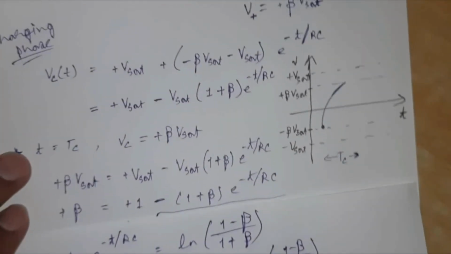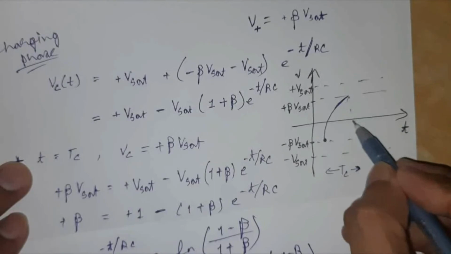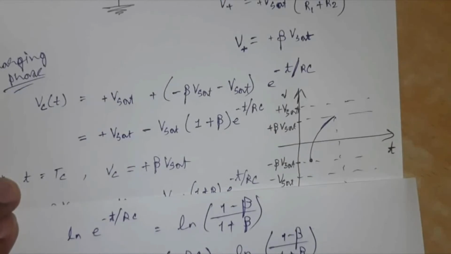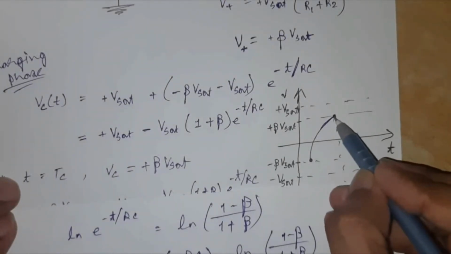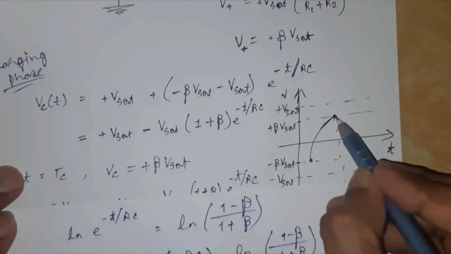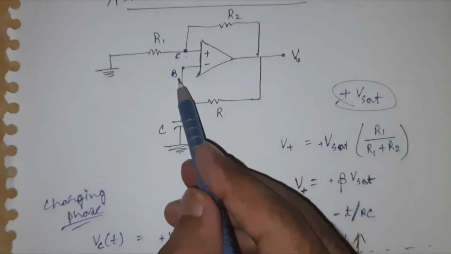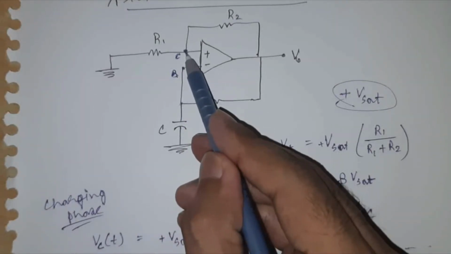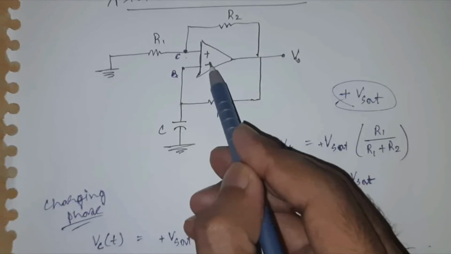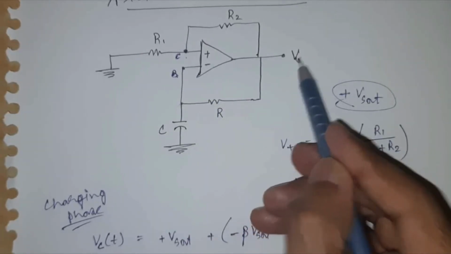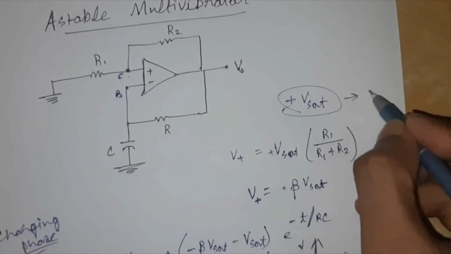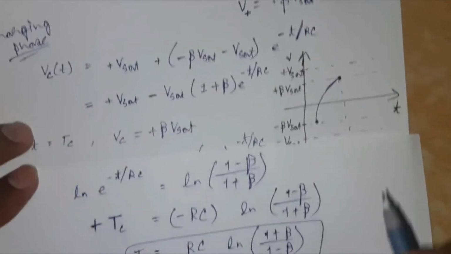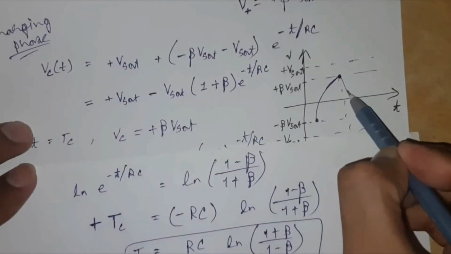So in the diagram we have represented here, this Tc comes out to be RC ln (1 plus beta) by (1 minus beta). So it will charge up to this value, but when it reaches this plus beta Vsat value, so this point B goes at a higher potential, just crosses this potential plus beta Vsat. And now since the inverting terminal is at a higher potential, V output will transition from plus Vsat to minus Vsat. And now the capacitor starts to discharge. It will keep on discharging.